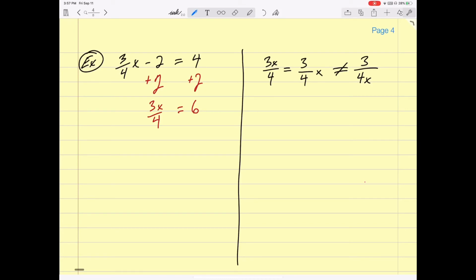If we go back to this, we could multiply both sides by 4, then divide by 3, but I like to do this in one step. So let's multiply by the reciprocal. The reciprocal is just the same fraction flipped around. So the 3's would cancel, and you'd be left with x, and this would be 24 over 3, or 8.